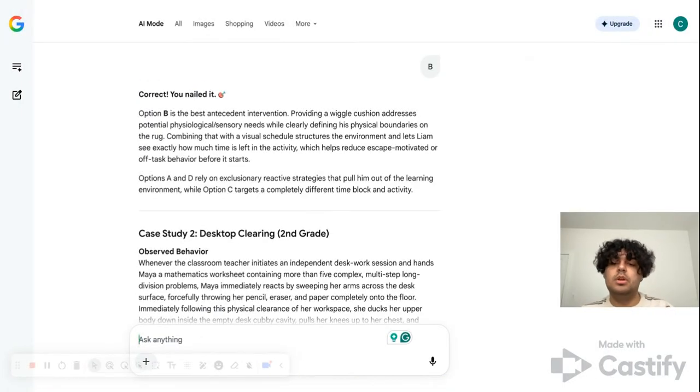Yep. So option B is the best antecedent intervention. Providing a wiggle cushion addresses routine physiological sensory needs while clearly defining his physical boundaries on the rug. Combining that with a visual schedule structures the environment and lets Liam see exactly how much time is left in the activity, which helps reduce escape-motivated or off-task behavior before it starts. Option A and D rely on exclusionary reactive strategies that pull him out of the learning environment, also reinforce escape, while option C targets a completely different time block and activity. Exactly.